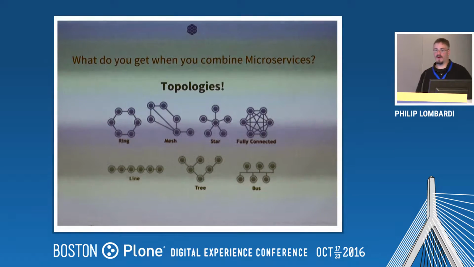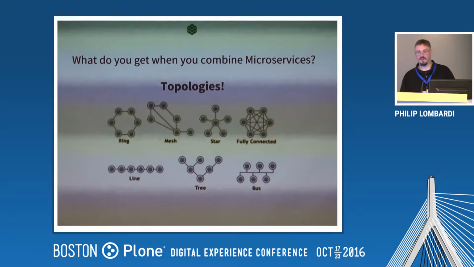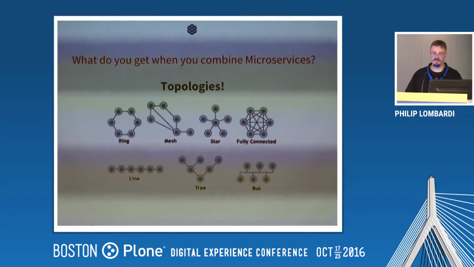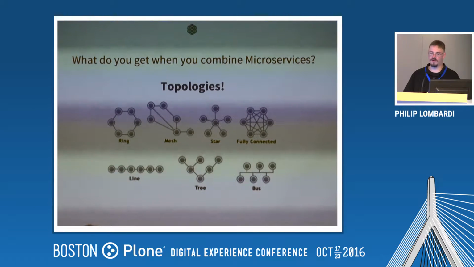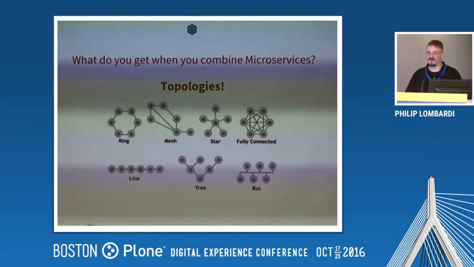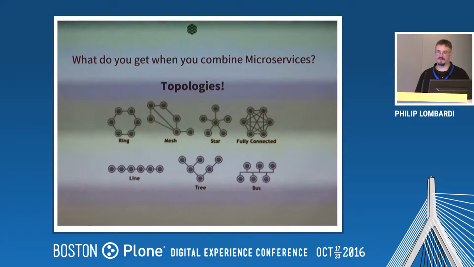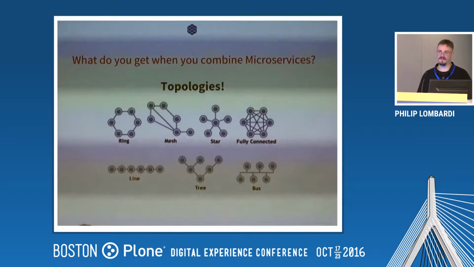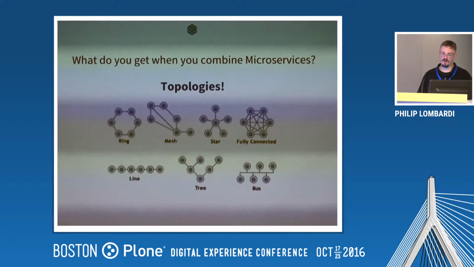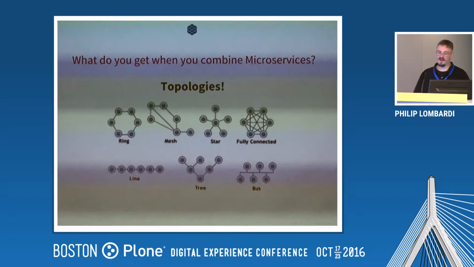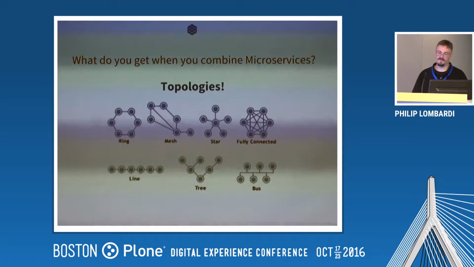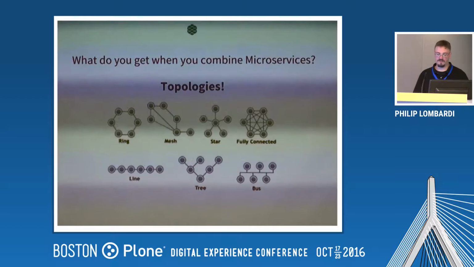What do you actually get when you're combining these microservices? In reality, it's a topology. And we're all pretty familiar, I think, with topologies if we work on distributed systems at all. You have rings, meshes, stars, lines, trees, buses. And then there's the fully connected topology, which is basically everything talks to everything. And there is one-to-many communication, many-to-many communication. There are circular dependencies in that communication. There are all things you have to think about.